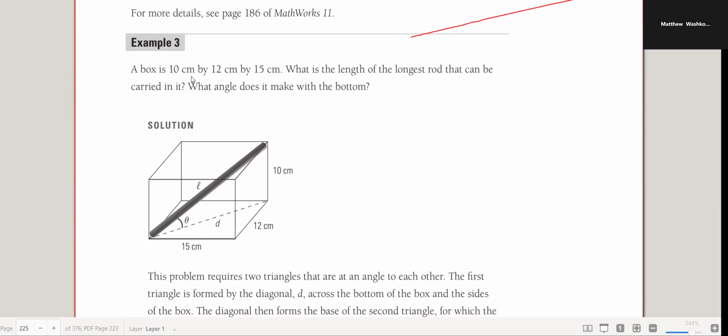So we see here we have a box that's 10 by 12 by 15. And we want to know what's the longest rod that can be carried in. This is something that things like Amazon, Canada Post, UPS, they all do. They have to have the math on this. They have to know exactly if you have something this big, it goes in this package. They have formulas and they have preset choices that their representatives have to make.